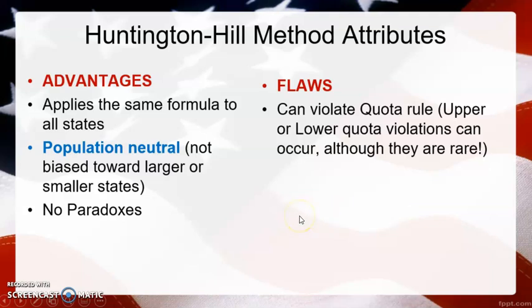So just like with all of them, the Huntington-Hill method does have some attributes. The advantage is it applies the same formula to all states. It is population neutral, meaning it doesn't bias larger or smaller states, and it does not produce any paradoxes. It can violate the quota rule. Both upper and lower quota violations can occur, but they are very rare, and therefore this is the apportionment method that is currently used within our government.